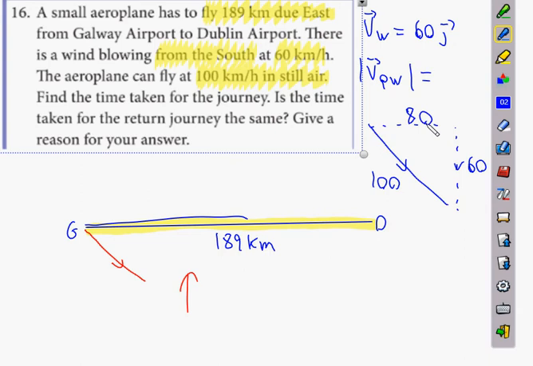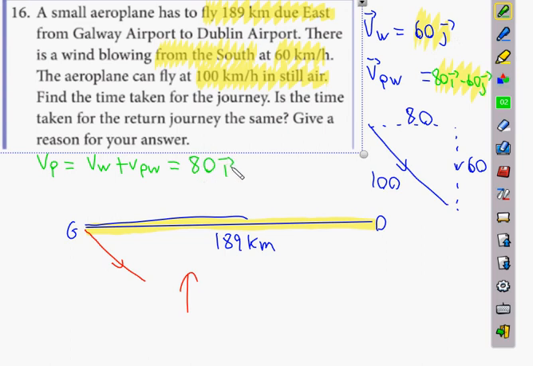Now, our velocity of our plane in wind now changes. We now understand that it's going to be 80I minus 60J. Then the velocity of our plane is going to be VW plus VPW. You add them both together. What happens when you add them both together? What do you get? 80I. Okay, so in a nutshell, it's going 80 across, isn't it?